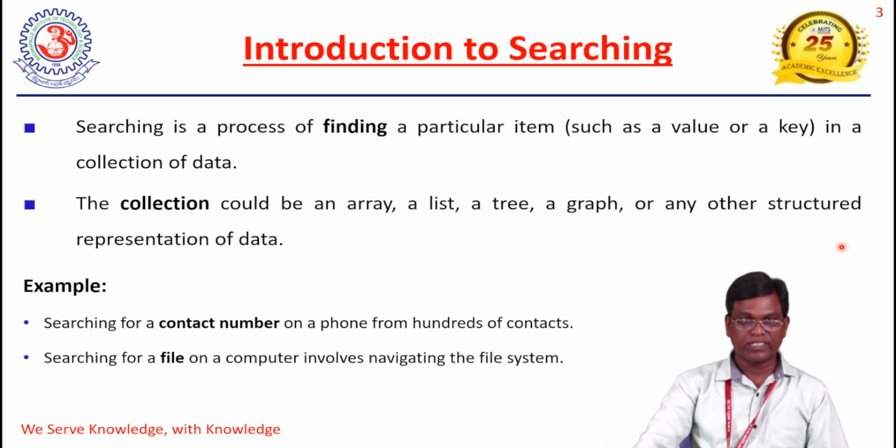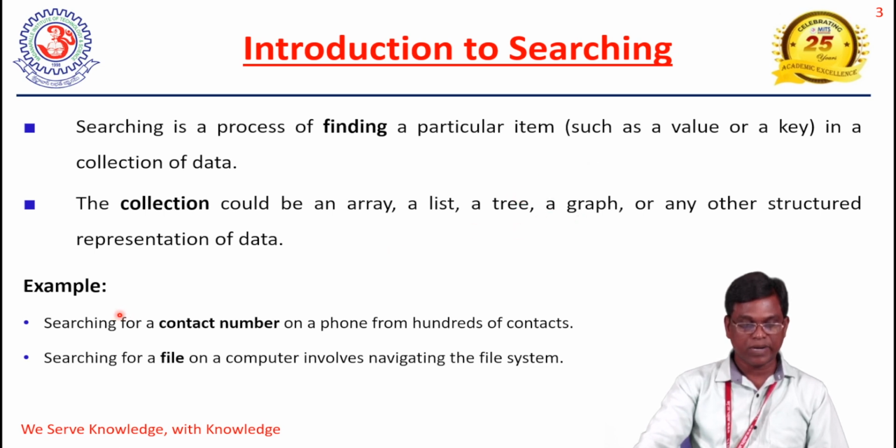So we know that searching is a process of finding a particular value or an element or any object in the collection of data. The collection may be an array, or a list, or a tree, or a graph, or any structured representation of data. From a large collection of these things, we are going to find a particular item or a particular value or a particular element. This process we are going to call searching.